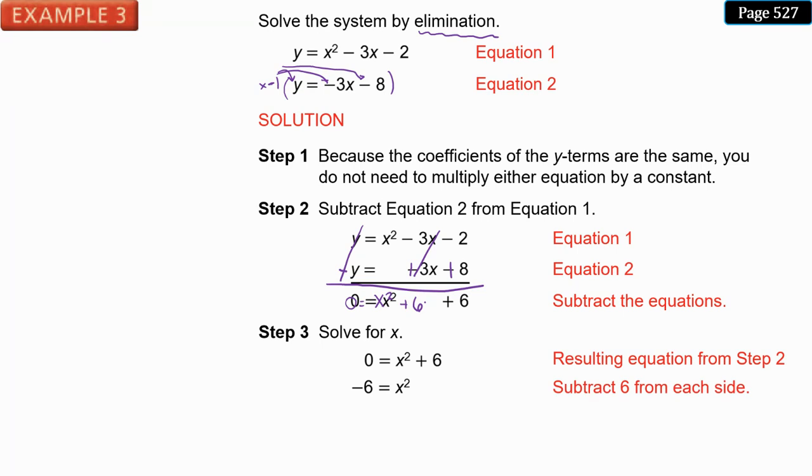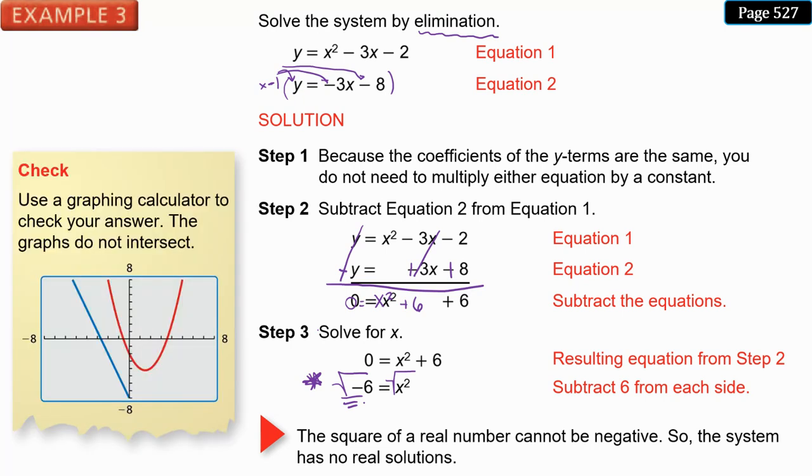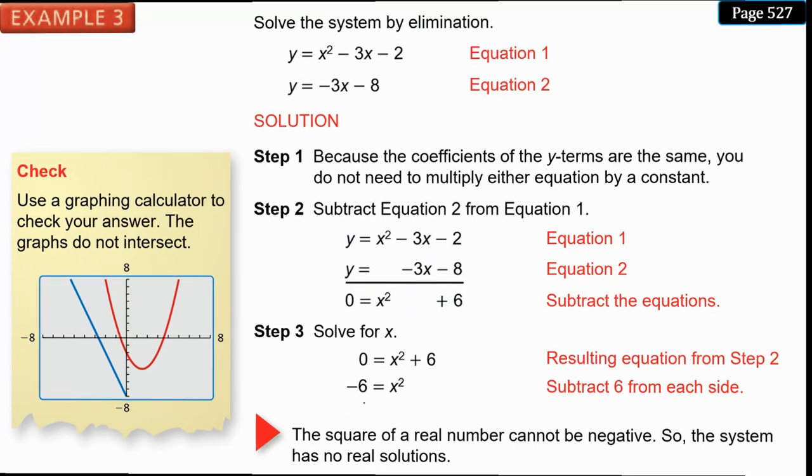Now here's the tricky part. Look at this one. In order to solve for x here, we have to take the square root of x squared and the square root of -6. But here is an issue. We cannot have the square root of a negative number, which means that there are no real solutions. The square of a real number cannot be negative. Later on, you'll learn some fancier numbers. If we look at our graph, they do not intersect, so there's no solution.